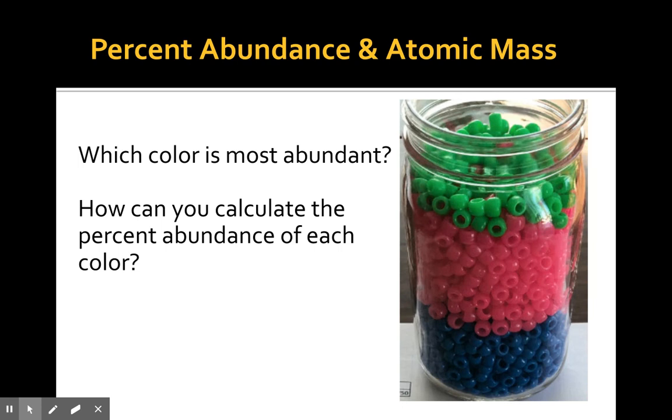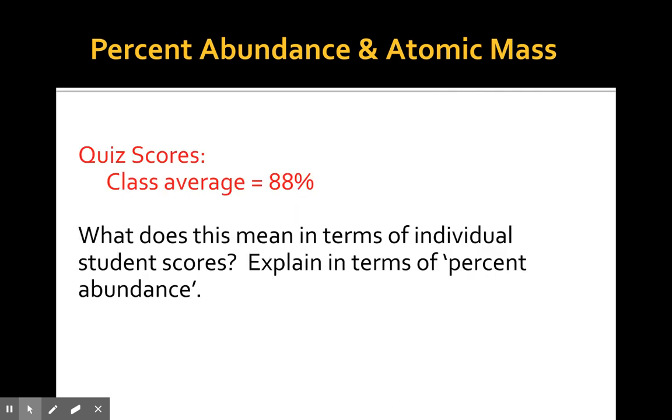So with that, if the pink beads had a greater mass, that is going to pull the average atomic mass up because there's more pink beads in the sample. So the average mass of the sample of one bead is going to be closer to the mass of one pink bead rather than the mass of a green bead, only because pink is more abundant.